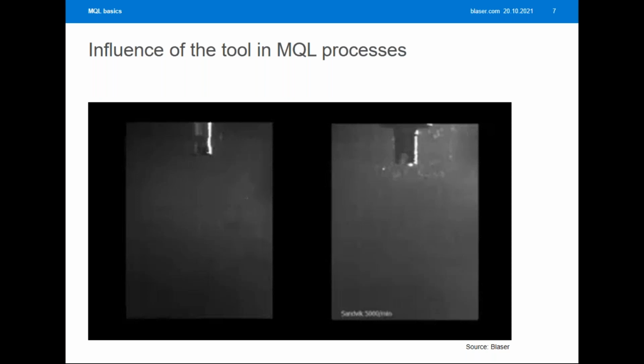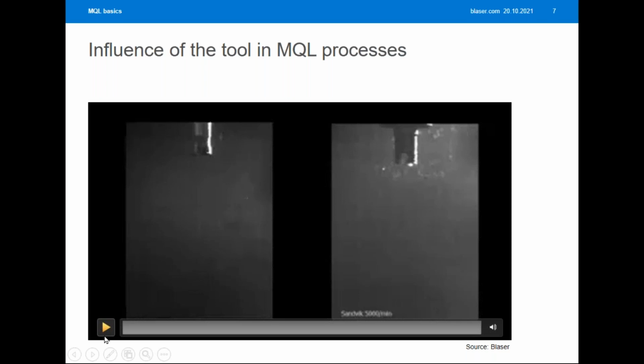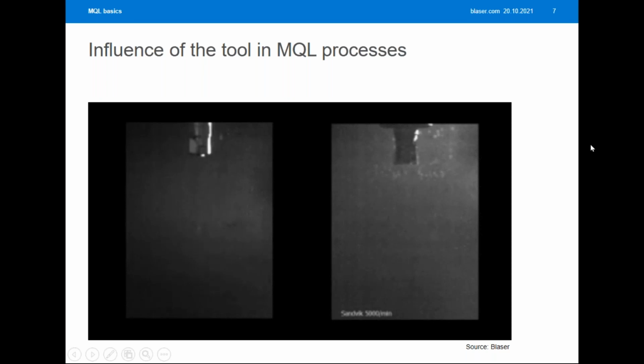Another very important factor is the tool, or in general, to just make sure that the aerosol is brought to the cutting area very continuously, and that you don't have a big bandwidth of different droplet sizes. So to have many big and small droplets, here we were high-speed filming two different tools to analyze the aerosol transport. And on the right-hand side, you see there are big drops. There is an inconsistent aerosol transport. So in between, you are cutting dry.